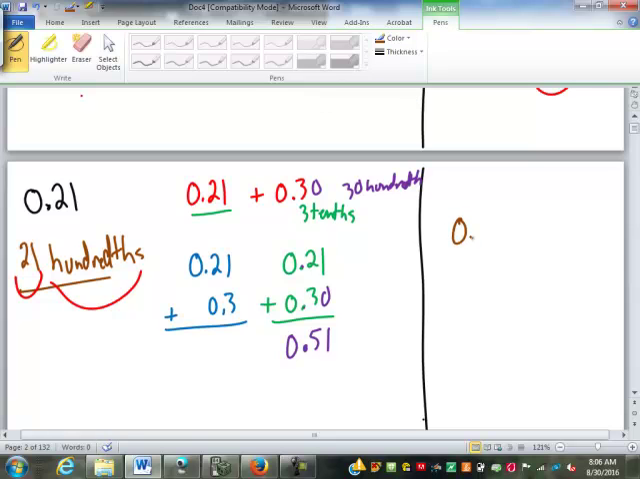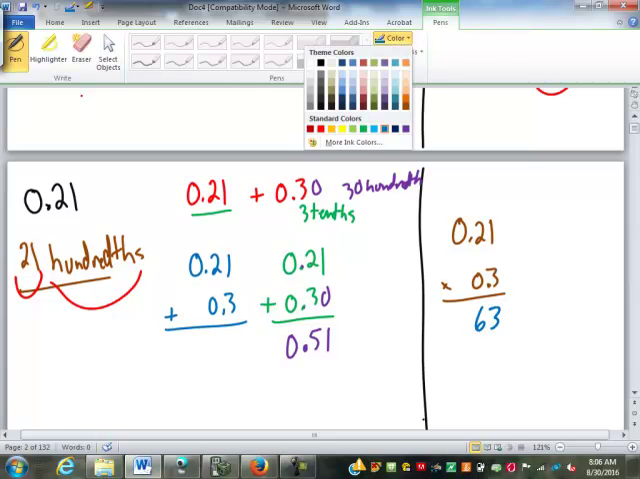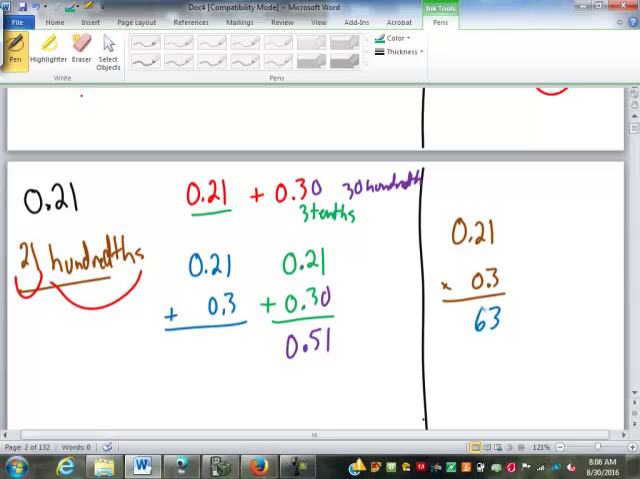When we multiply 0.21 times 0.3, do I have to worry about lining up the decimal point? No, because when I multiply, I don't need the same name. 21 times 3 is 63. Where does my decimal point go? Okay. I have to put a 0, so I have 3 decimal places. Why? You've been told you have to count 1, 2, 3 decimal places in the problem, so you have to go backwards 1, 2, 3 decimal places in the answer, right?